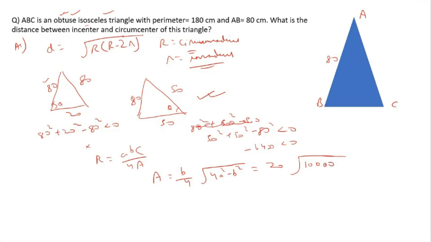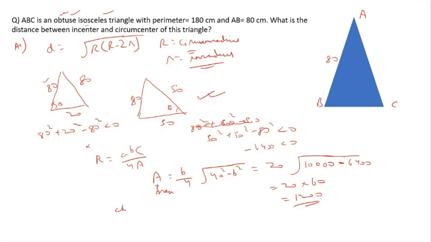Basically this, and minus 80 square, which is 6400. This is the different side. So 20 root over 100, like basically this and this would give you 3600. So it will give you 60. So the area is 1200. So this is the area.